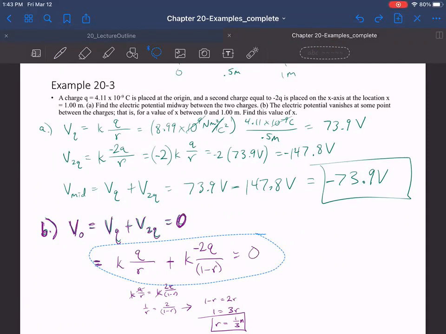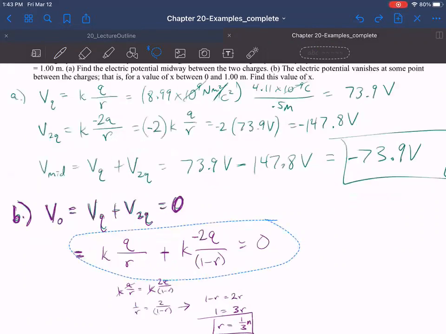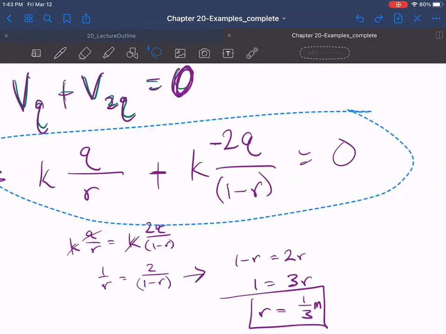And I set that equal to 0. So that means that kq over r equals k 2q over 1 minus r. Cancel out the stuff that's the same. Started writing kind of small here. Cancel out the k's and the q's, so you end up with 1 over r equals 2 over 1 minus r. Cross multiply or whatever you want to do there. 1 minus r equals 2r, 1 equals 3r, r equals 1/3. So it's 1/3 of a meter.